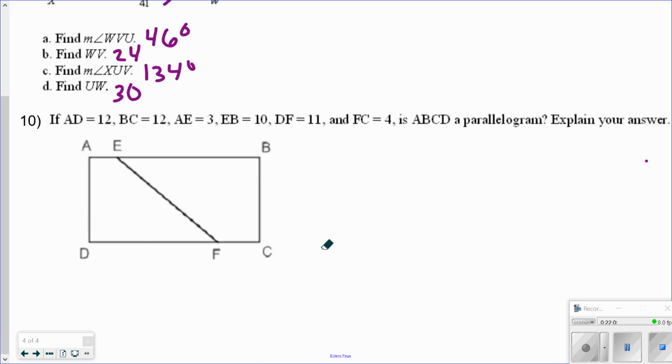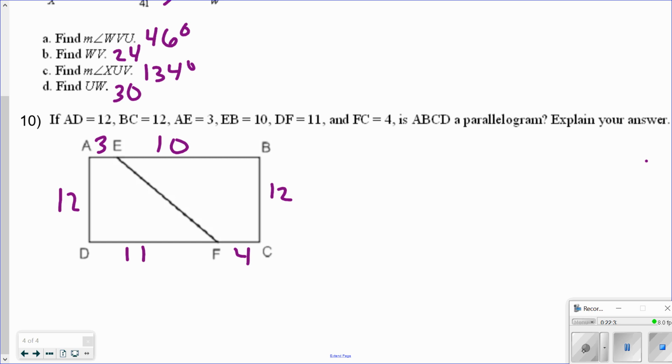All right, in our last question here, if AD is equal to 12, BC is equal to 12, AE is equal to 3, EB is equal to 10, DF is equal to 11, and FC is equal to 4. Is ABCD a parallelogram? I'm going to pause the video and I'm going to label all of my sides.